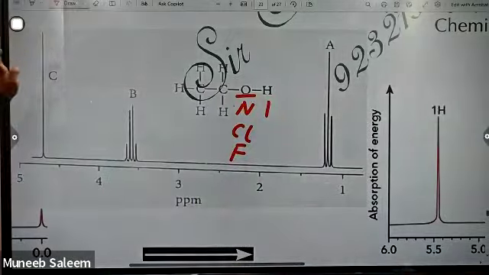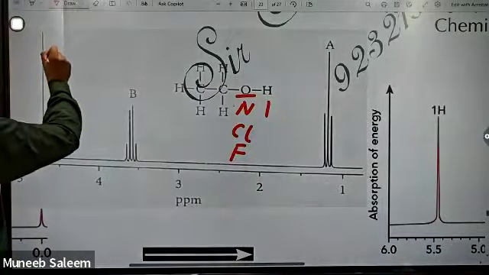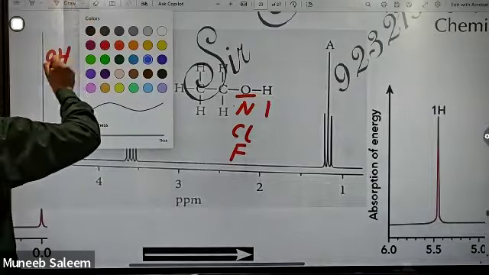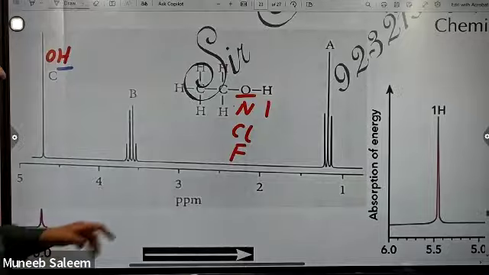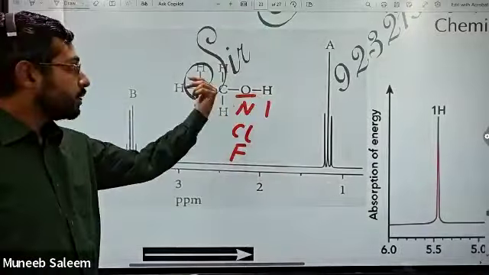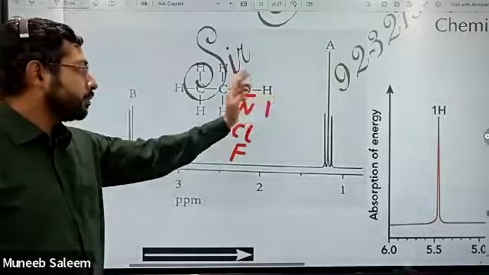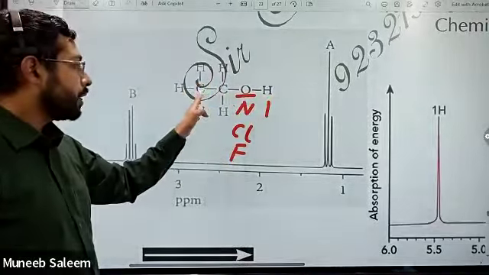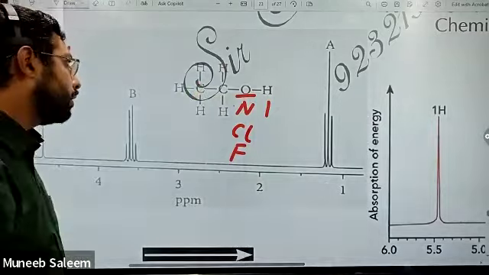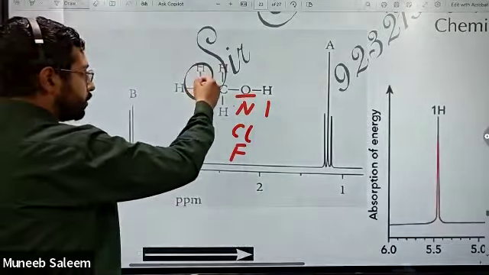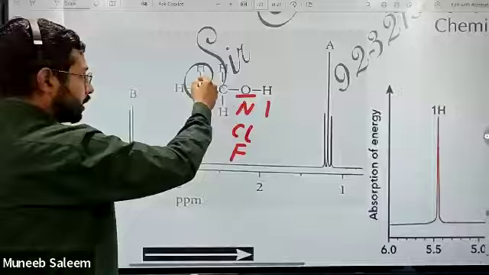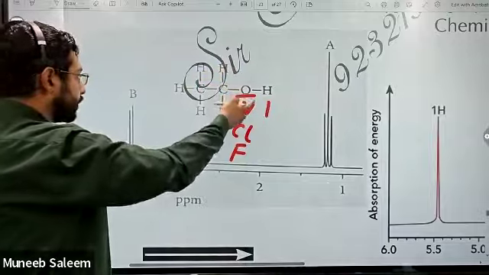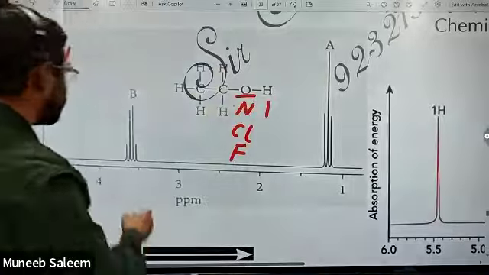So this singlet over here is because of the OH hydrogen. This OH hydrogen is present over here in the form of a singlet. Now it is not affected by these hydrogen atoms, and this hydrogen atom will not affect these hydrogen atoms, which means these two will now create an interaction on each other. So if there are 3 hydrogen atoms producing the effect on the red one, they will convert the red one into a quartet. So a quartet peak can be seen over here.